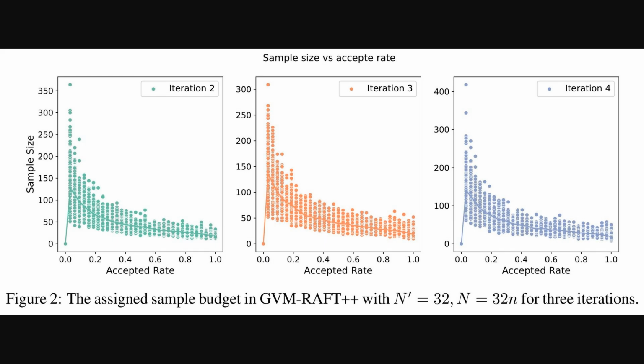Building on that idea of assigning a computational budget, these next plots from Figure 2 illustrate the assigned sample budget in the GVM-RAFT++ approach across 3 different training iterations. We see 3 graphs here. In each, the vertical axis is sample size, essentially how much computational effort is given to a particular reasoning problem, and the horizontal axis is the accepted rate, which indicates how often the model's reasoning for that problem is considered good. Notice how prompts with lower accepted rates, those on the left, generally receive a larger sample size. This really highlights that dynamic allocation strategy at work.